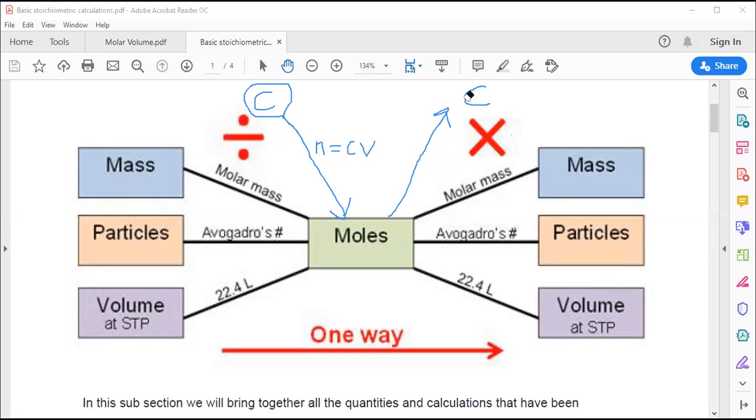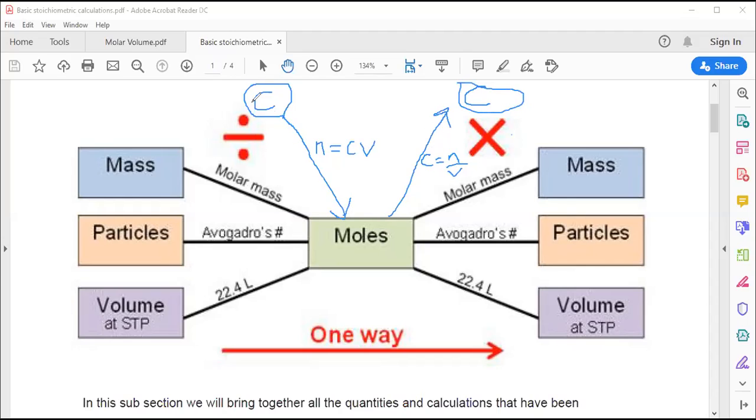For me to get concentration, I'm going to say number of moles divided by volume. So you see here I multiply to get number of moles, but here I divide, so it becomes the opposite of these two signs here. That's why basically it's not here. But it's one of the ways that you can also be given.